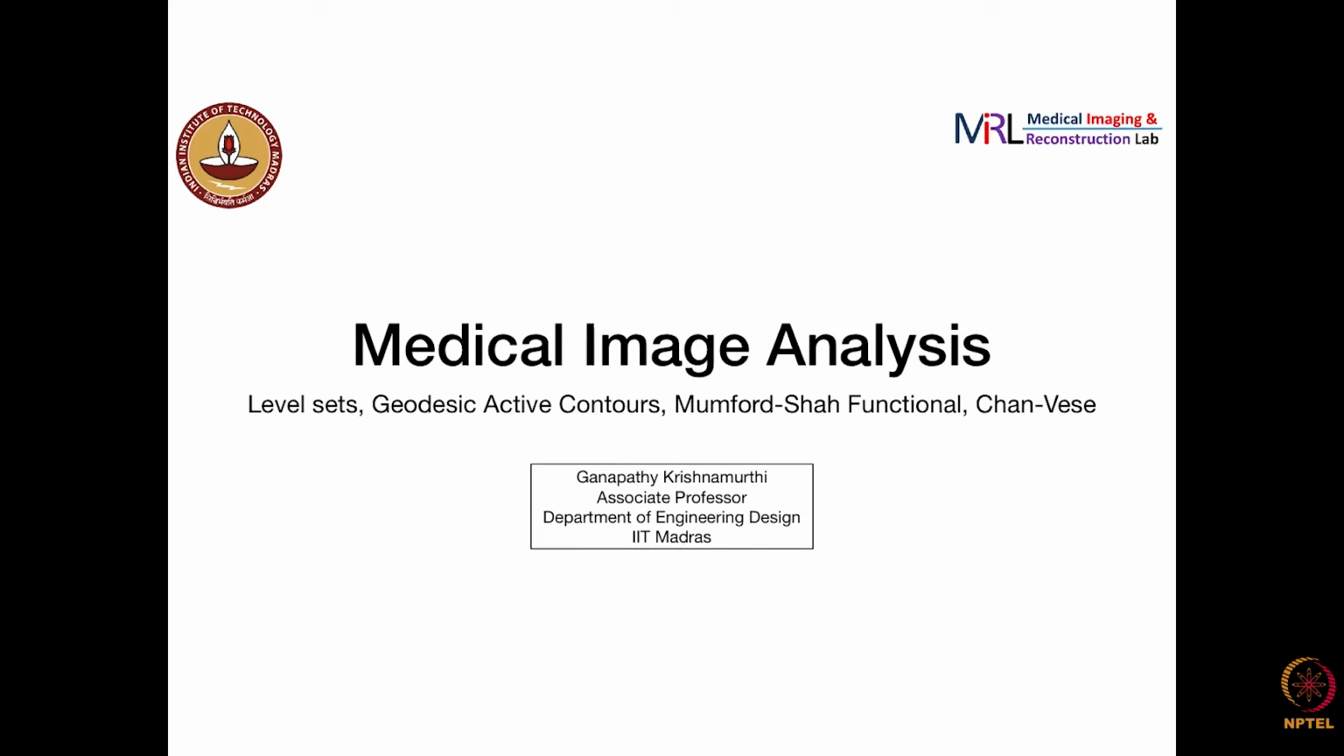Hello and welcome back. In the last set of videos, we're going to look at the level sets based image segmentation algorithms. Specifically, we're going to look at something called the geodesic active contours, which is an improvement to the snakes model we saw earlier. And then we're also going to look at the Chan-Vese segmentation, which is derived from the Mumford-Shah function.